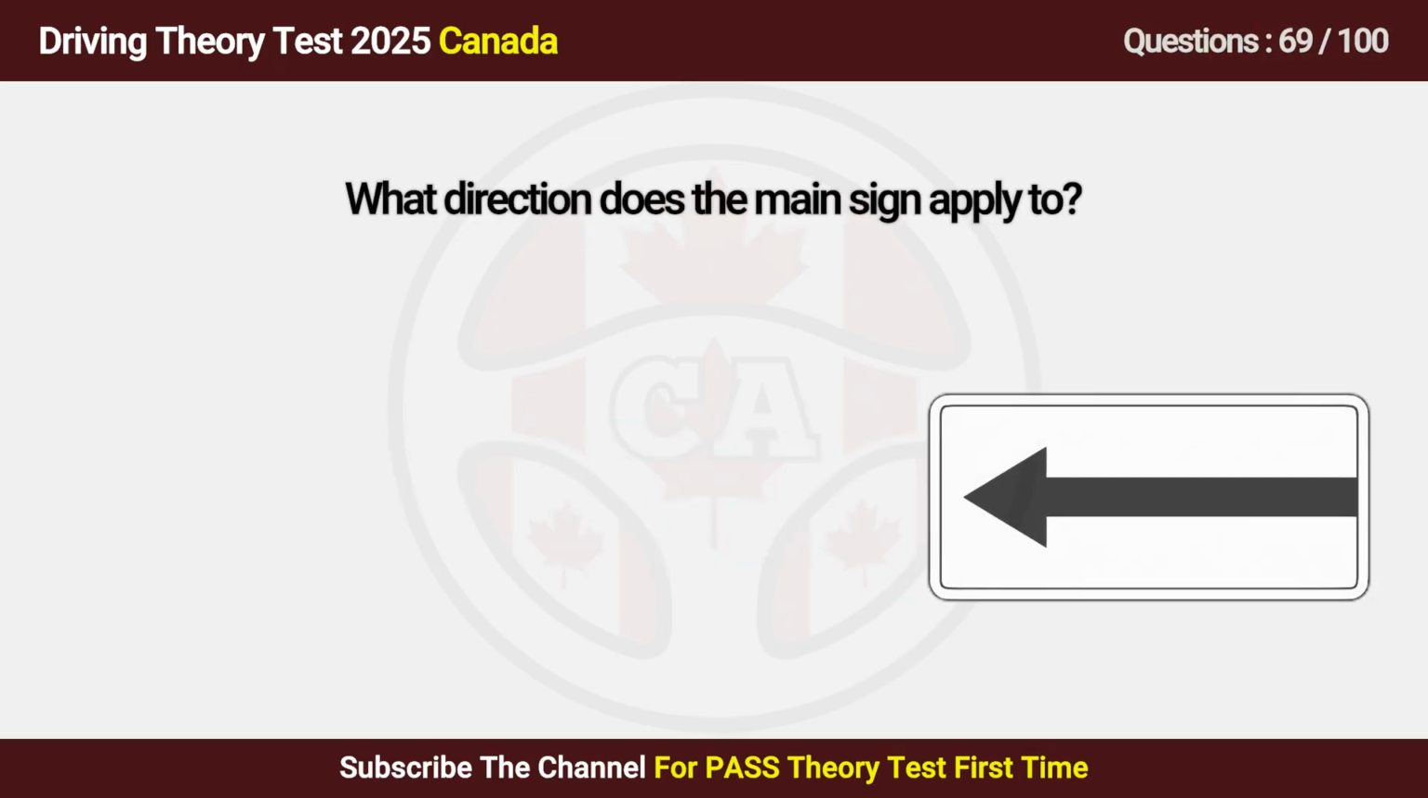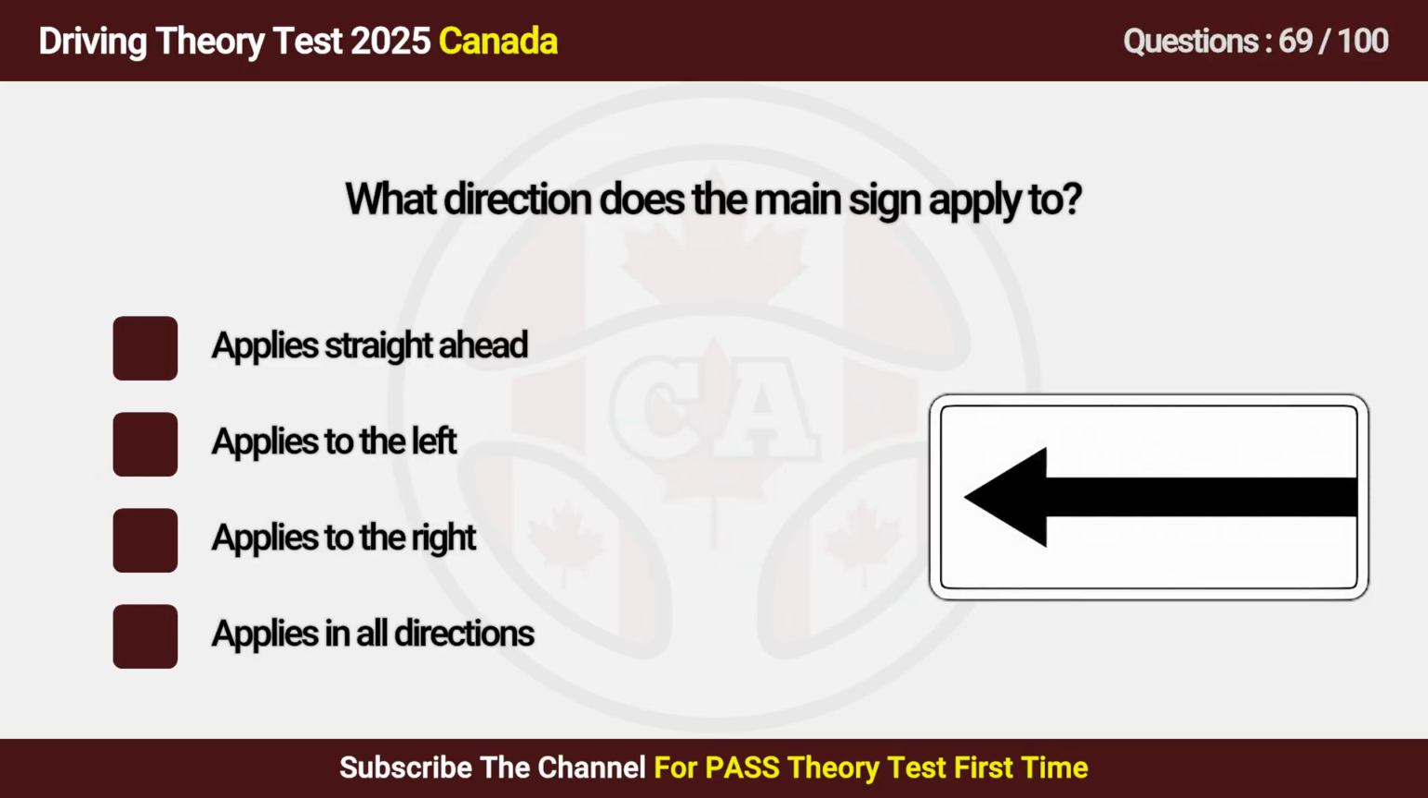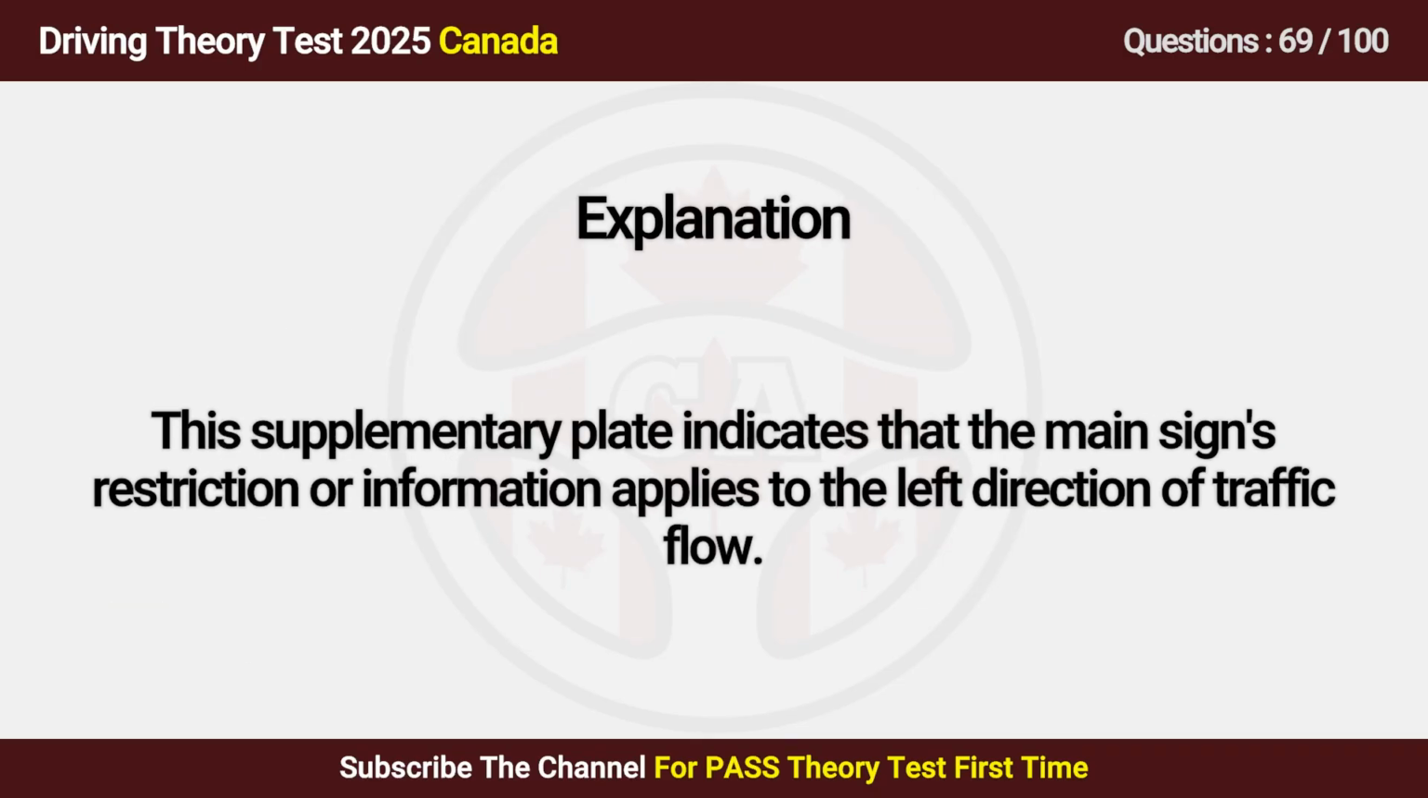Question 69. What direction does the main sign apply to? A. Applies straight ahead. B. Applies to the left. C. Applies to the right. D. Applies in all directions. Answer is B. Applies to the left. This supplementary plate indicates that the main sign's restriction or information applies to the left direction of traffic flow.